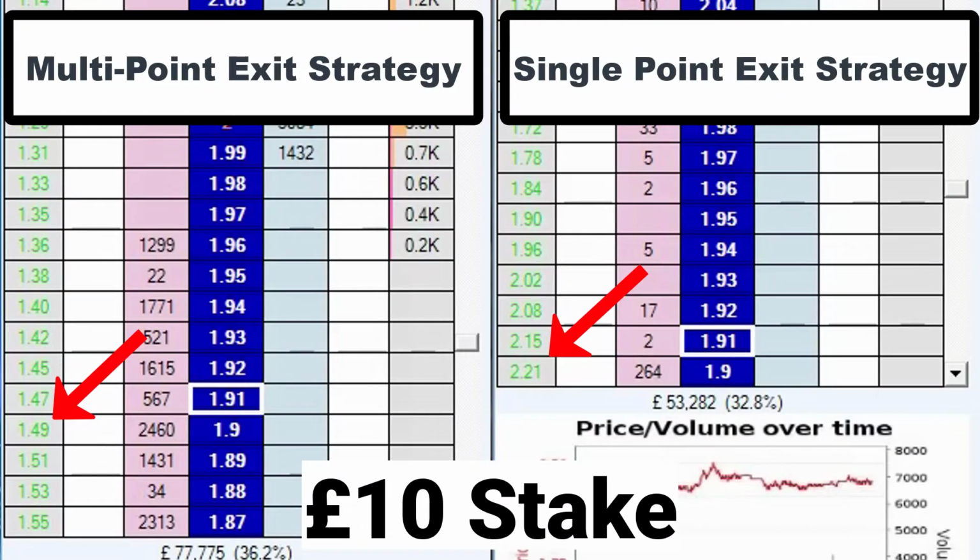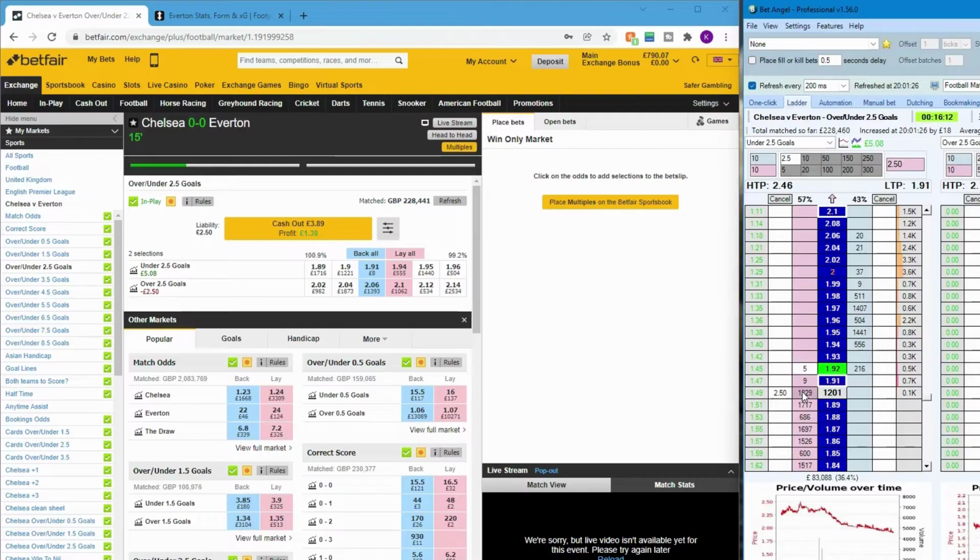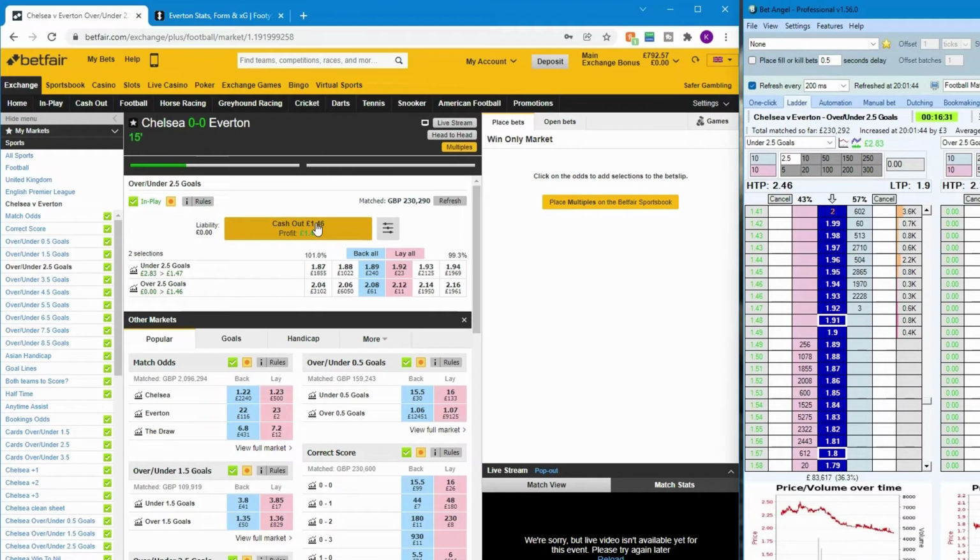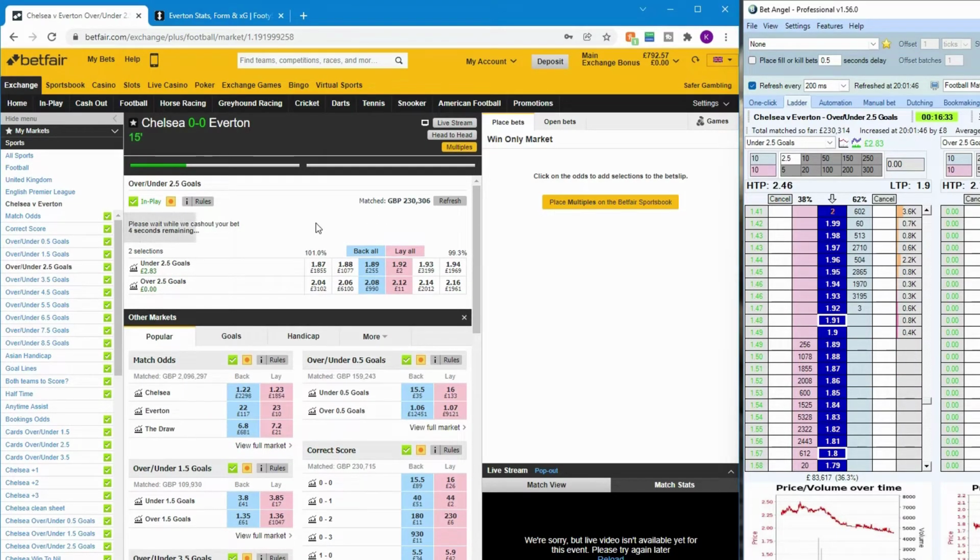However, our potential win using the multi-point exit strategy drops down below 15%, and that 15% is what we ended up cashing out of this market for when we exit out of the market with our final £2.50 increment. This data set is pretty conclusive to me.